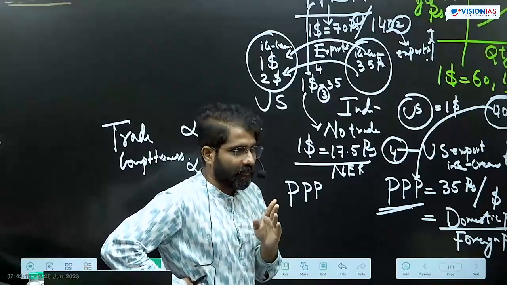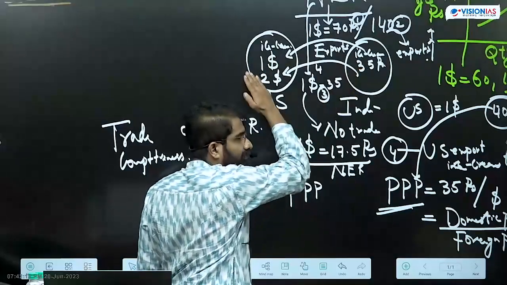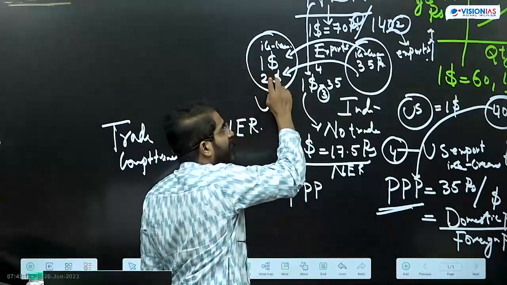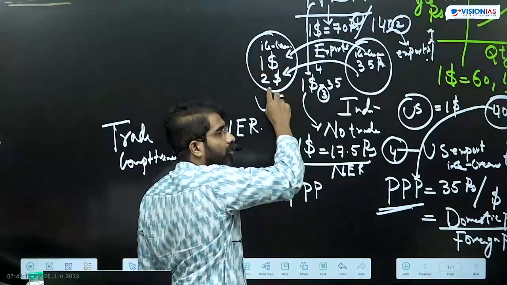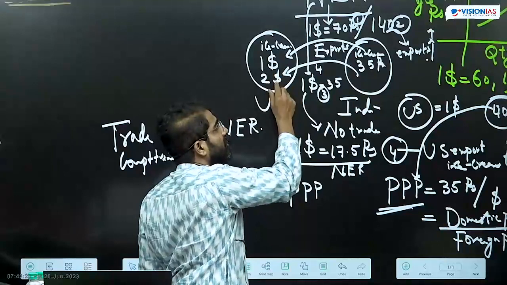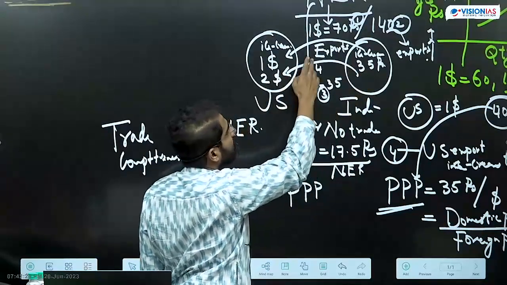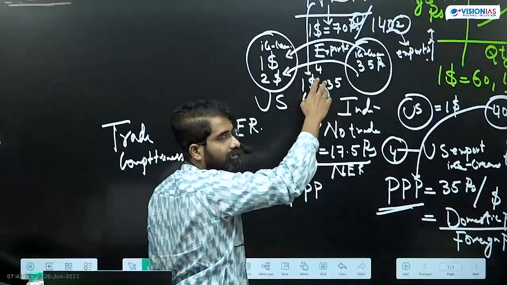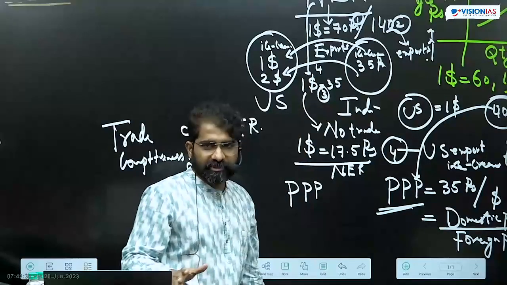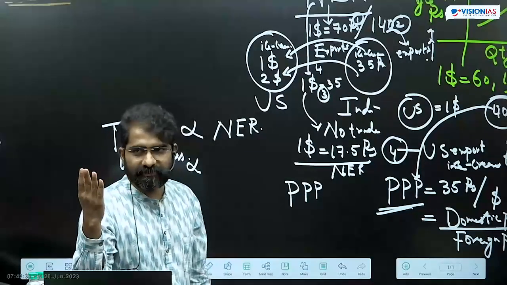More ice creams from India. Because if you put $1, you are getting 2 ice creams from India. Here, if you put $2, you will get only 1 ice cream in US, but with this $2, US will be able to get 4 ice creams from India. Yes or no? You're able to catch it? So with $2, US will be able to get 4 ice creams from India.